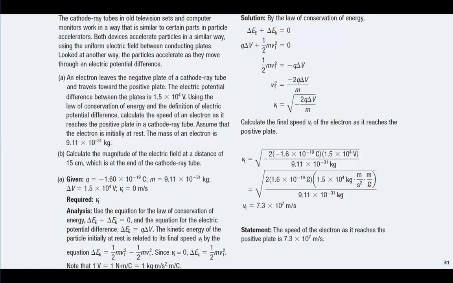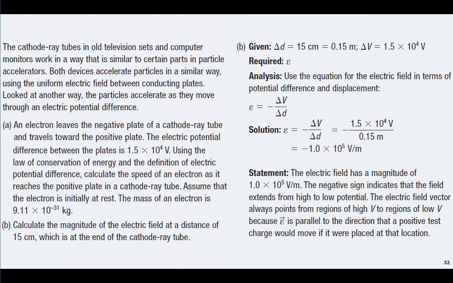So Vf is approximately 7.3 times 10 to the power of 7 meters per second when it reaches the positive plate. Okay, next, let's consider question B.